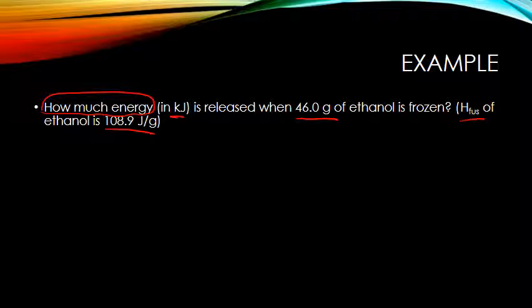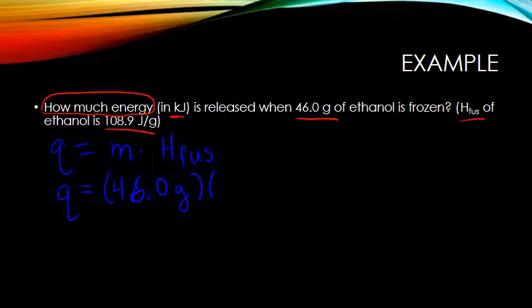So we're going to start with Q equals the mass times our heat of fusion. Our heat of fusion is for ethanol, so we're looking at a different chemical here. So our energy equals our mass, 46.0 grams, times our heat of fusion. So 108.9 joules per gram.